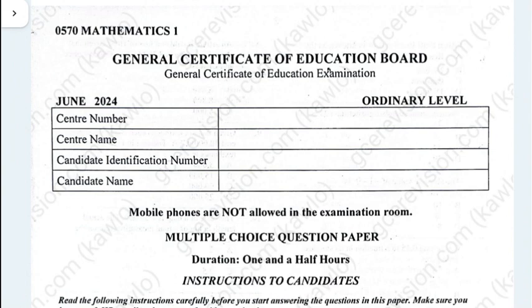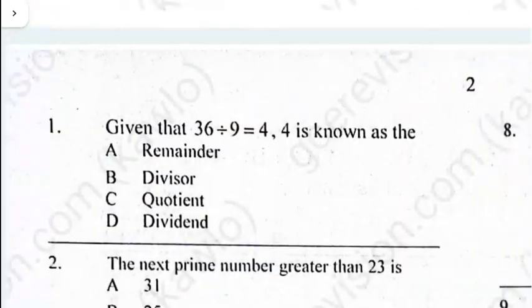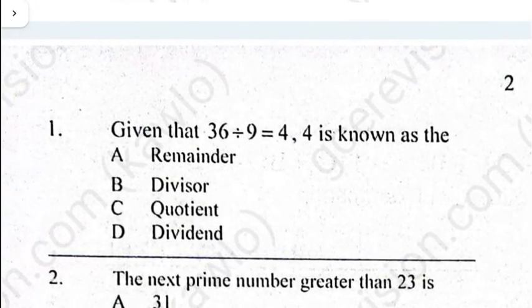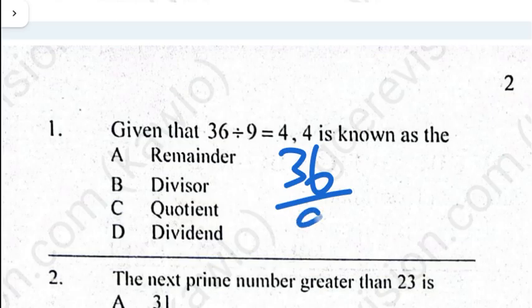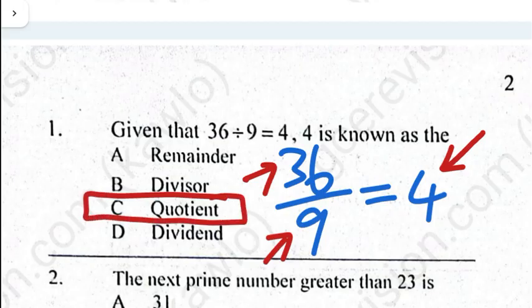Let us begin with this paper. So question 1 reads, given that 36 divided by 9 is equal to 4, 4 is known as the... So what happens when we divide 36 by 9? 36 divided by 9 is equal to 4. In this operation, 36 is known as the dividend, 9 is the divisor, 4 is known as the quotient, and of course the remainder is 0. So 4 is known as the quotient.